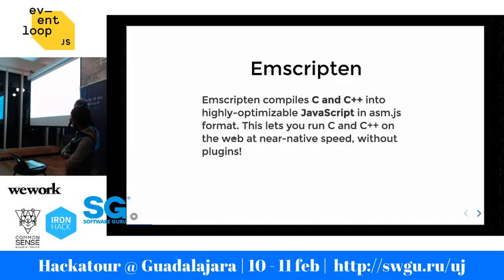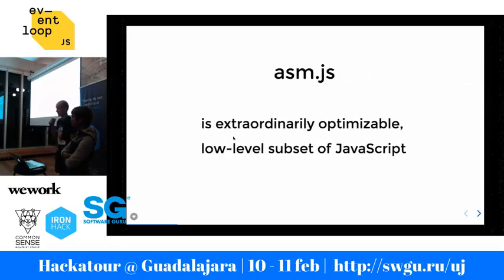Emscripten is basically a tool that allows you to convert any C code to JavaScript code that you can run on the web or on your backend server with Node.js. And that all works very fast and without any plugins, which is quite amazing. The way it works, it compiles your C code to asm.js, which is a subset of JavaScript. It's highly optimized JavaScript code, with static types and static arrays.